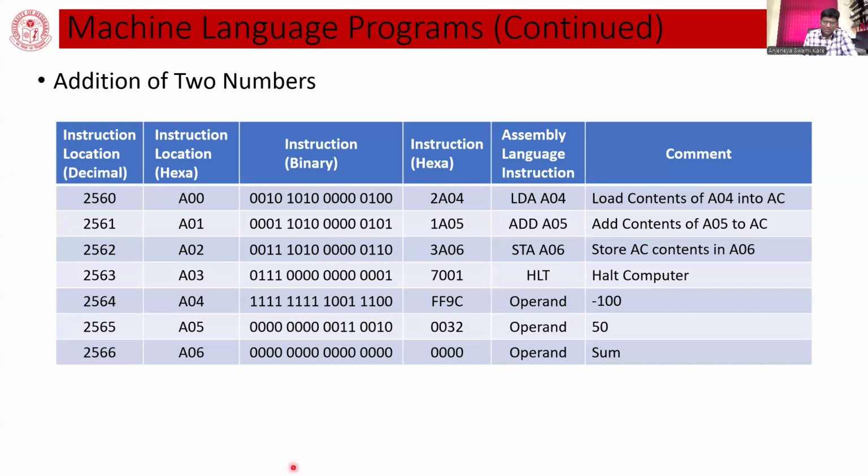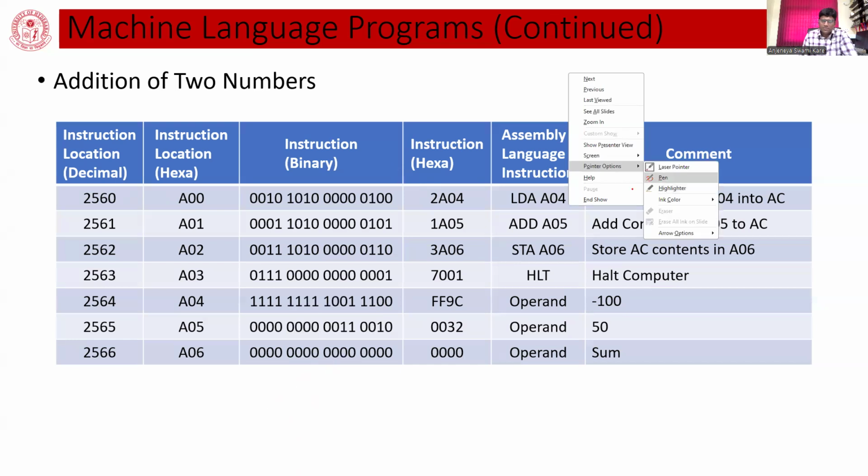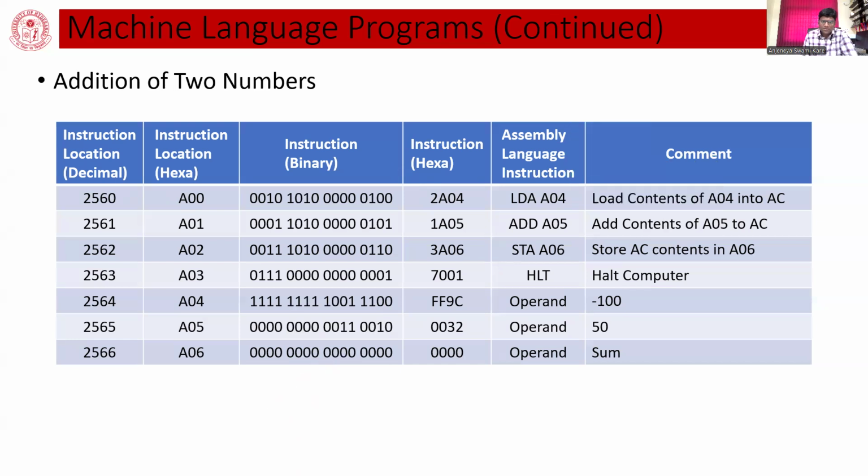You have a program counter, and you have an accumulator. A load instruction means that whatever data is available at location A04 will be stored into the accumulator register.